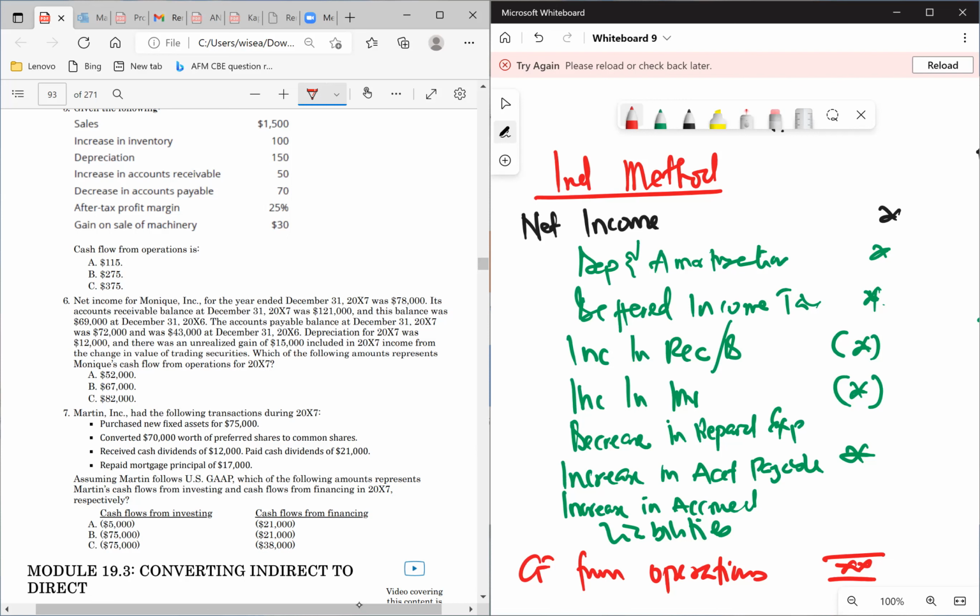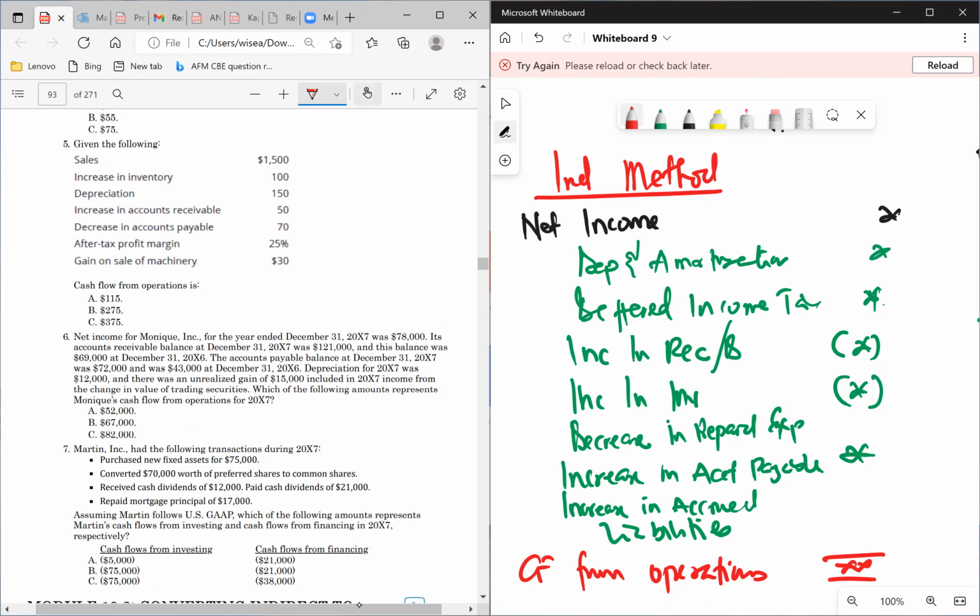So let's say, for example, here, gain on sale of assets, gain on sale of what? Machinery. This gain on sale of machinery would have been included in the net income for the year. In this question, they didn't give us net income, but they gave us the net income margin. The net income margin is 25% of the sales, 1,500. That becomes our net income, and then we can start the calculation from there.